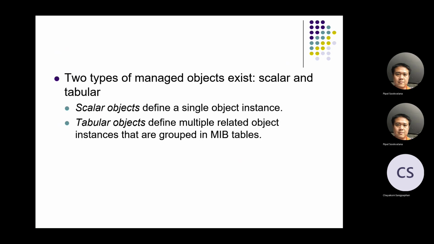So there are two types of object ID called scalar and tabular. The scalar means a single object instance. System uptime, 345 days already uptime. Memory left, 16 gigabyte memory left. Hard disk space left, 10 terabyte hard disk space left. So the scalar object is one single instance. How about the tabular? It's the table.